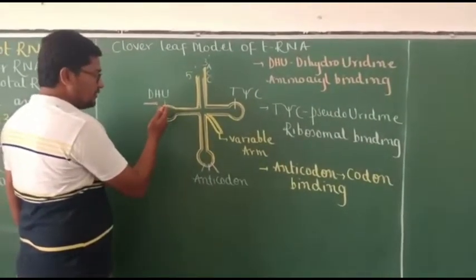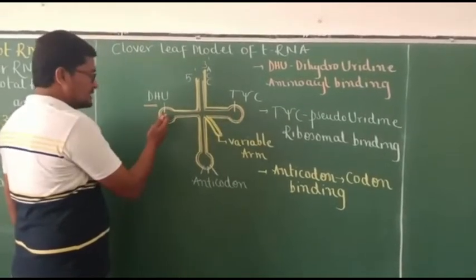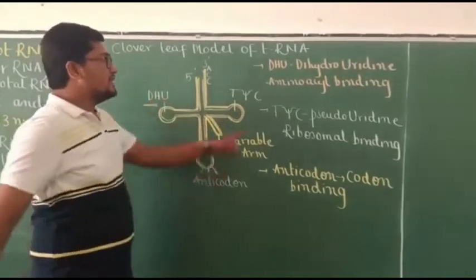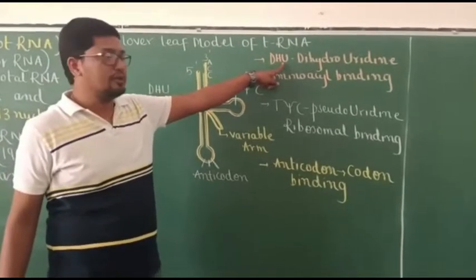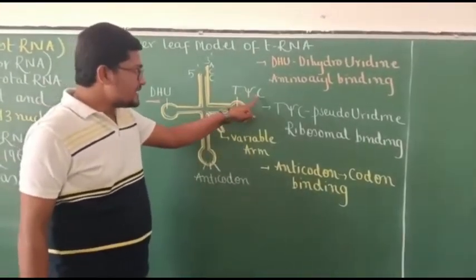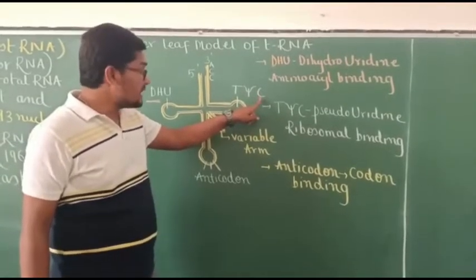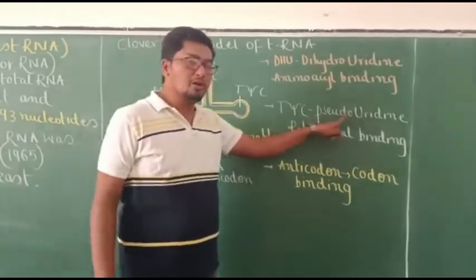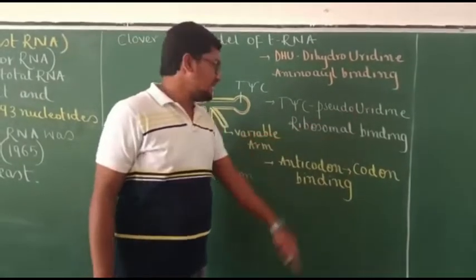So I am telling you about first arm and third arm. First arm is called DHU. DHU stands for what? Dihydrouridine arm. And the third arm is called T-Psi-C arm. The T-Psi-C arm, T-Psi-C stands for pseudouridine arm it is.